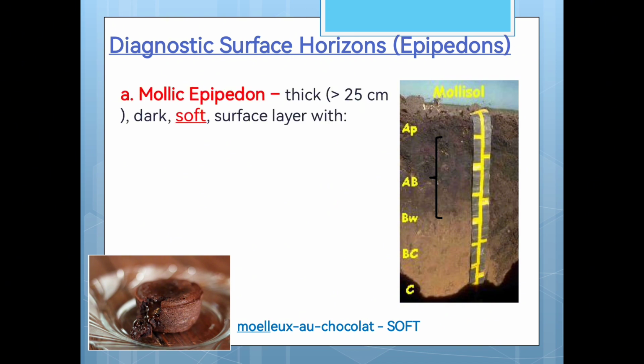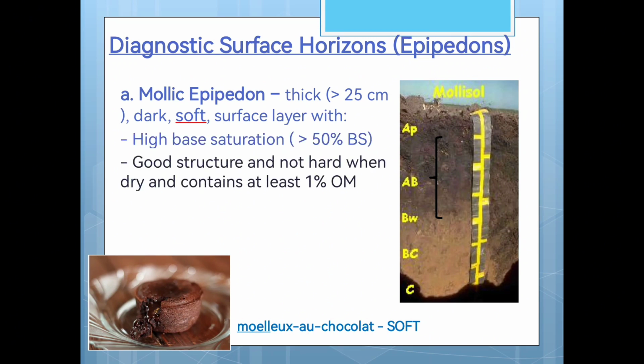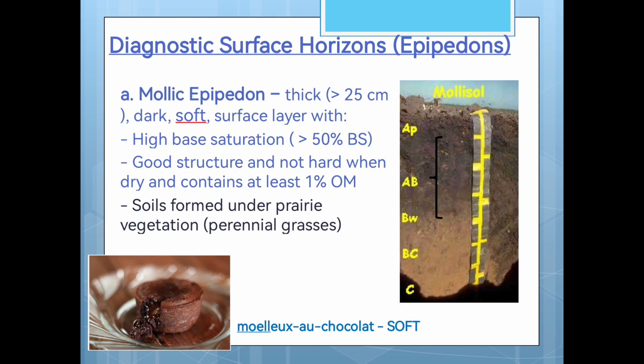Number 1 is molic epipedon. What is the characteristic of molic epipedon? It has a thick, which is greater than 25 centimeter thickness, dark, soft surface layer with high base saturation, greater than 50%, good structure, and not hard when dry, and contains at least 1% organic matter. These diagnostic surface horizons are mostly formed under prairie vegetation.